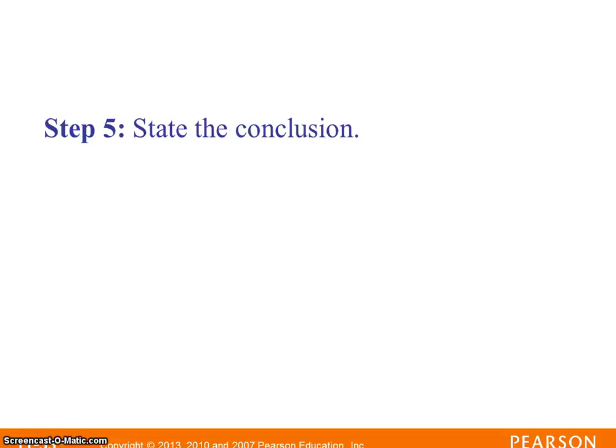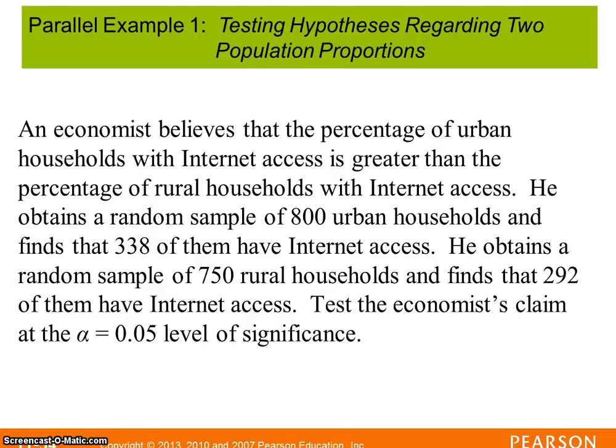So maybe just to look at a specific example here. An economist believes that the percentage of urban households with internet access is greater than the percentage of rural households with internet access. So they obtain a sample of 800. This would be your n1, and you have that 338 of them have internet access. Then you obtain another sample of 750, so that would be n2. This would be x sub 2. Test the economist's claim at the alpha equals 0.05 level of significance.